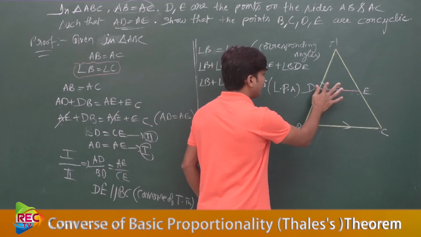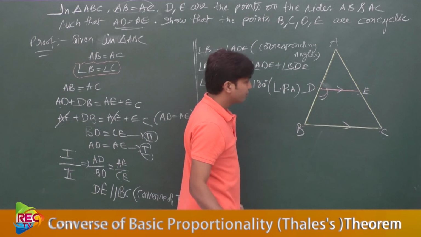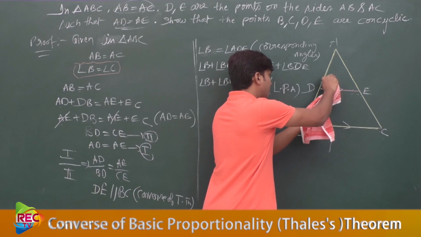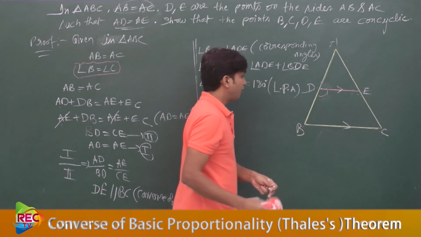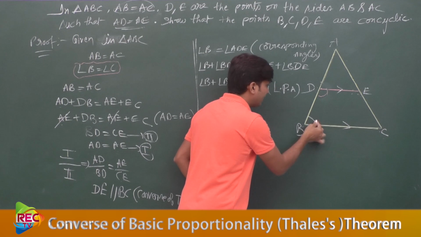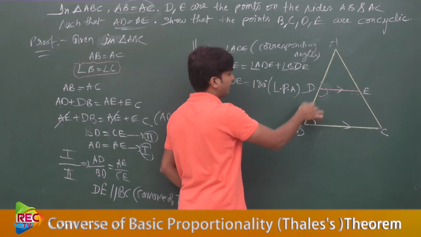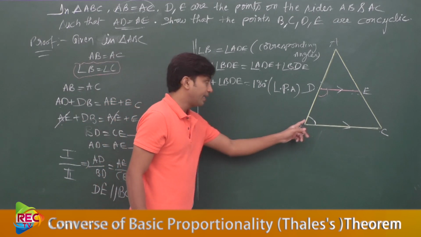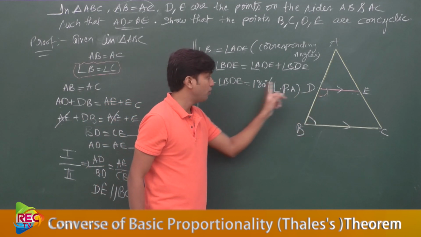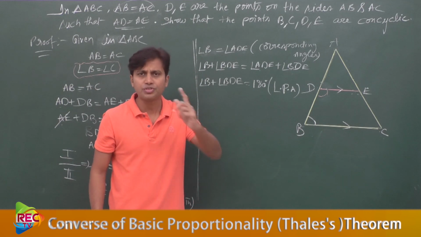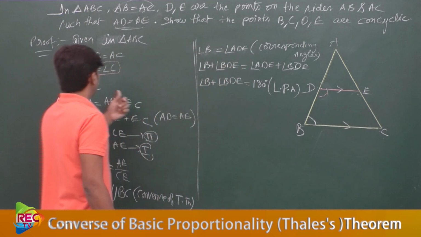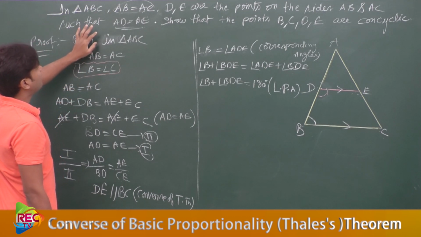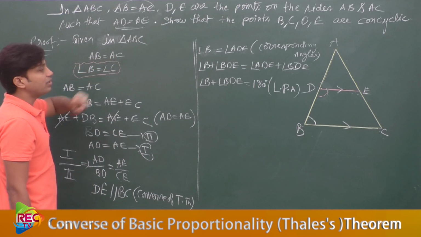Now tell me, I will rub this because it is a bit confusing. Okay, now if you observe, what did we obtain? Here angle B plus angle BDE is equal to 180 degrees we obtained. Right? Now let us use one of the given conditions. Here it is given that angle B equal to angle C. Why? Because AB equal to AC.